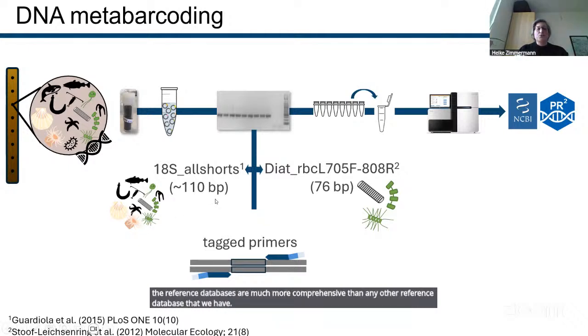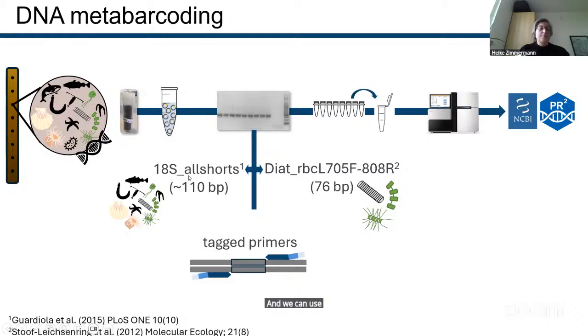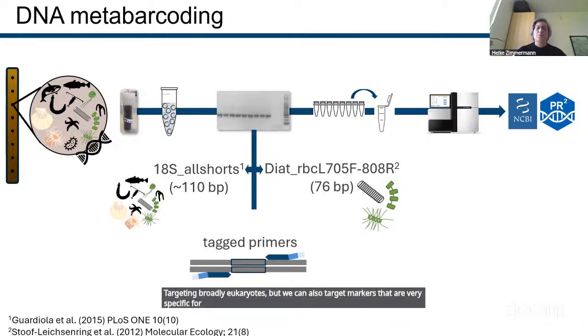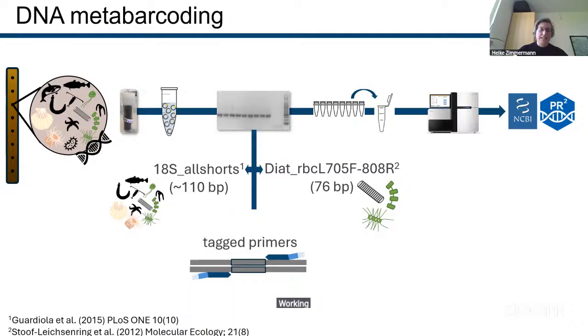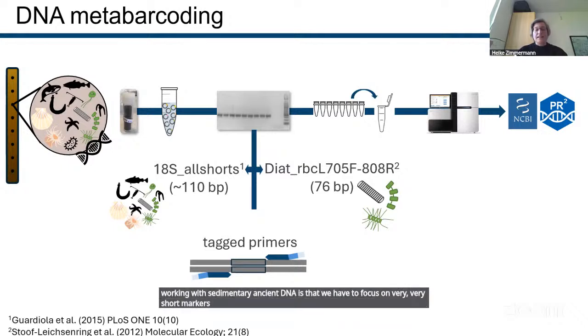And we can use PCR markers that are targeting broadly eukaryotes, but we can also target markers that are very specific for a certain taxonomic group. And here we used a diatom-specific RBCL marker. And the difference for working with sedimentary ancient DNA is that we have to focus on very, very short markers, because the DNA is ancient and degraded and highly fragmented. So the shorter the markers, the better.